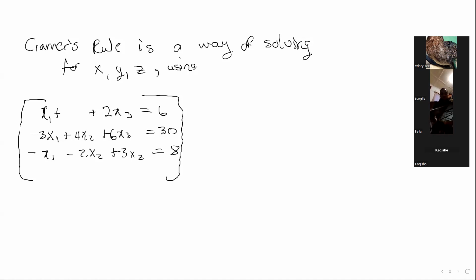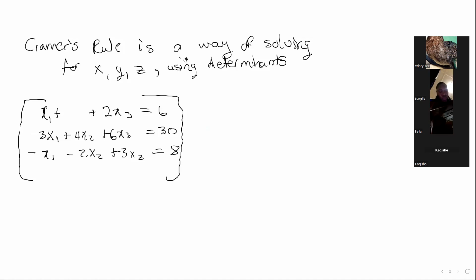Using determinants. Again, we know how to solve for x, y, and z using the row reduction, this thing of adding columns and all of that. Then another way of solving this is using Cramer's rule. If you know how to use determinants, and if they say use Cramer's rule, this is what you need to do.